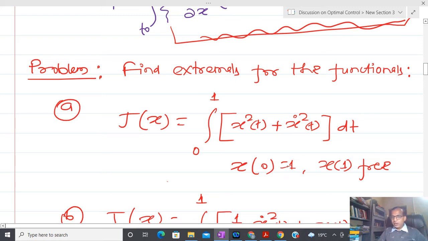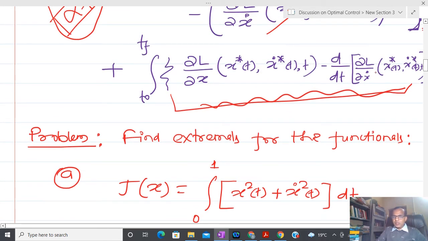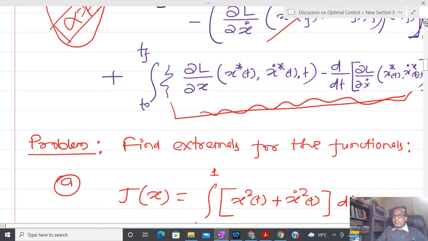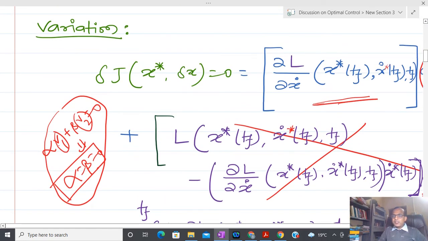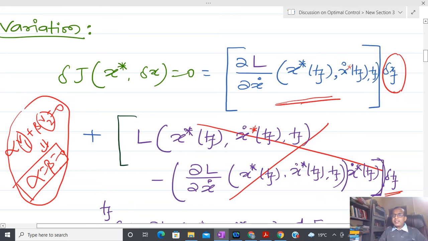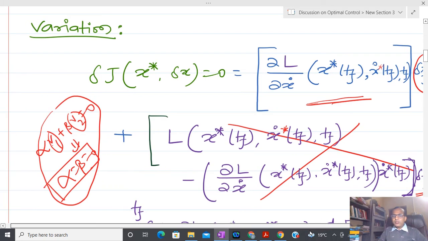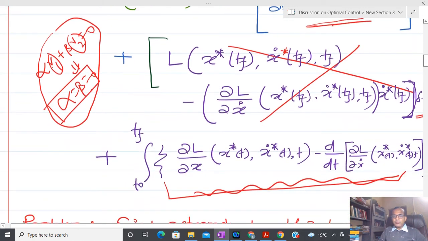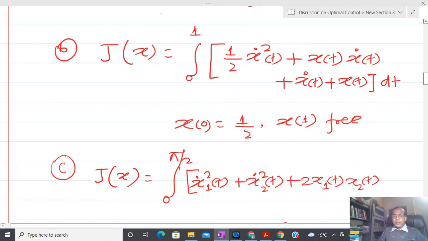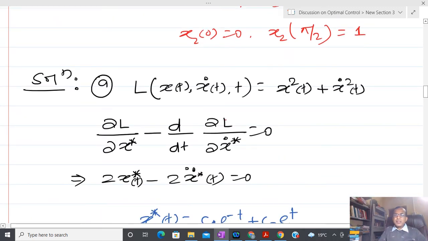Now I have to solve this problem. I have told you that during the solution of this problem, the Euler-Lagrange equation comes into the picture. Apart from that, since the first term delta xf is arbitrary, I have to solve the equation dou L by dou x dot equal to 0. Now let us try to see the solution for the first problem. Here, whatever is inside the definite integral I have defined as L, that is given like this.